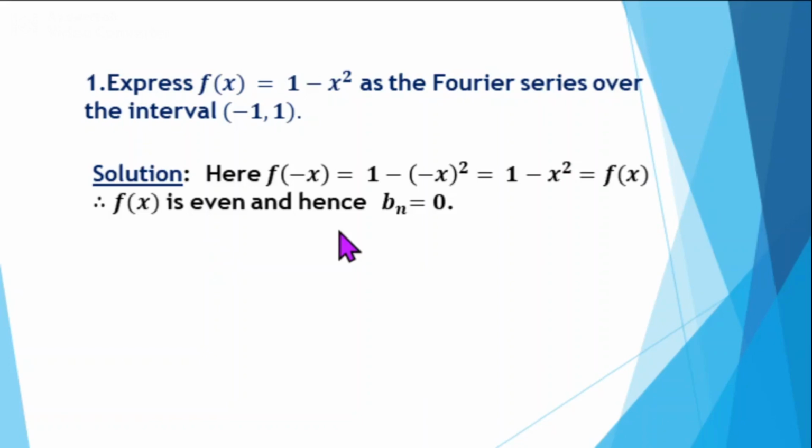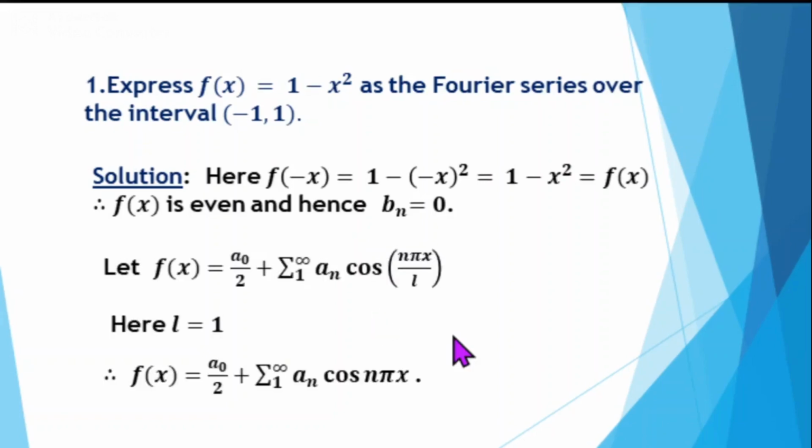So what is the corresponding Fourier series? The Fourier series will be f of x equal to a0 by 2 plus summation n from 1 to infinity an cos n pi x by L. Next, what is the value of L? So L is equal to 1. Substituting L equal to 1 in the Fourier series, we get f of x equal to a0 by 2 plus summation n from 1 to infinity an cos n pi x.